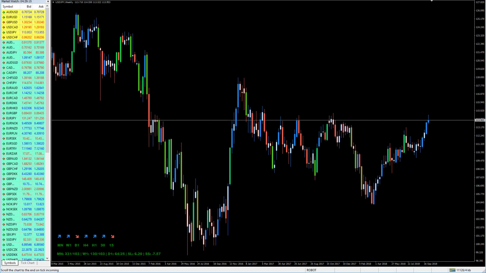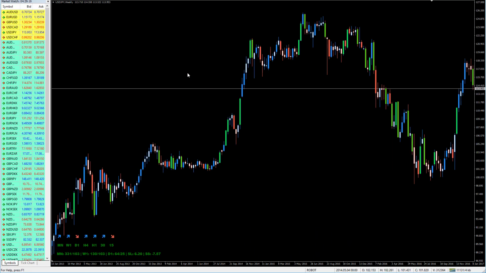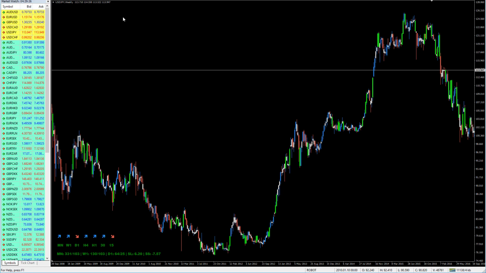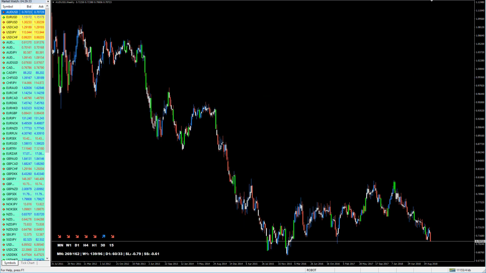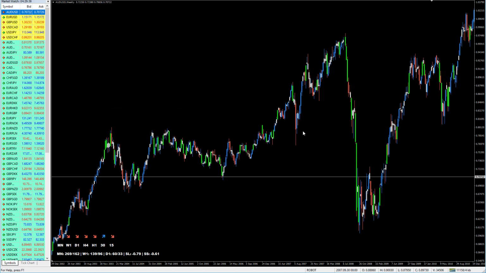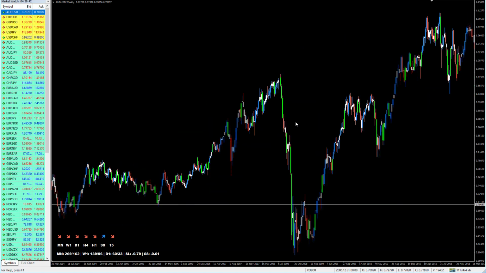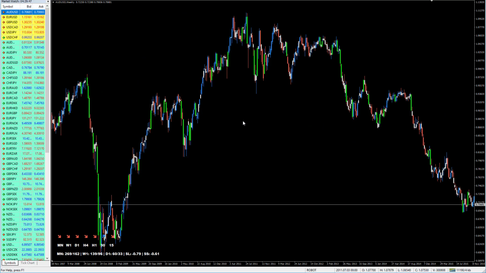Okay, so we want to find a very good area of supply and a very good area of demand that we could use to start our analysis. So what we have to do is scroll back. Let's use another pair just so we have something fresh to look at, the Aussie US dollar. Okay, so we have to go below price. We have to find something that price moves through.